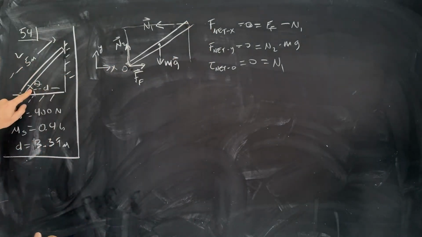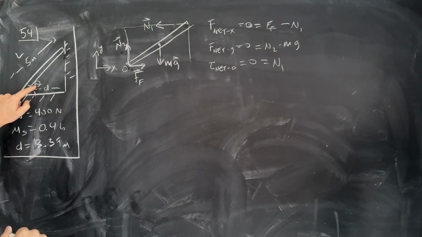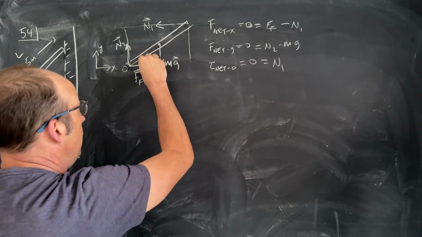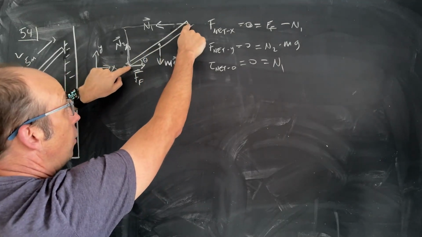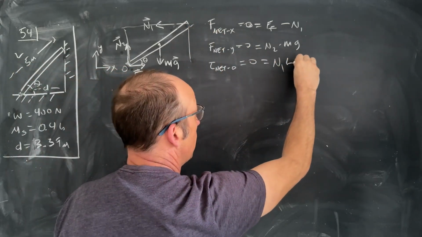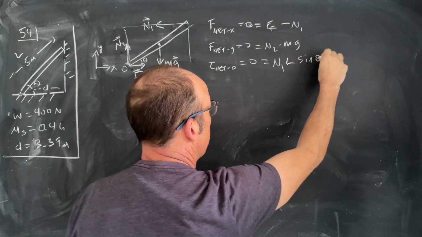Now, the problem didn't give it, but I put an angle theta right there so that we can solve for the value of d. So that's my angle theta. And if that's the angle theta right here, and this is the length, I'll call that L, then this would be L sine theta. So I have N1 L sine theta.